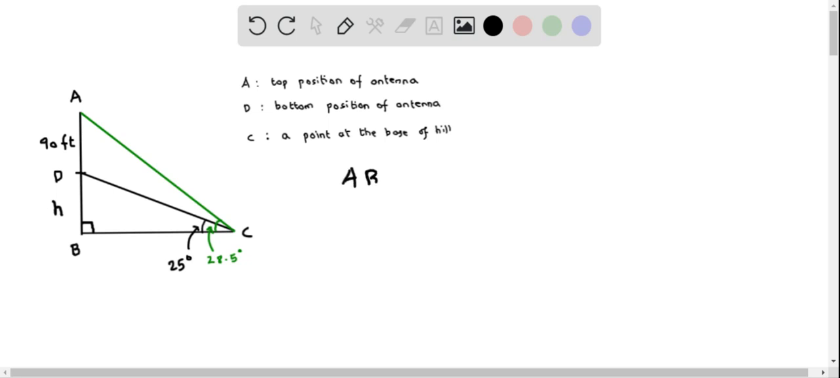So in this right triangle ABC, I'm going to apply the tangent trigonometric ratio. So I write the tangent of 28.5 degrees, and this equals the opposite side to 28.5 degrees, which is the side AB, divided by the adjacent side, which is BC.